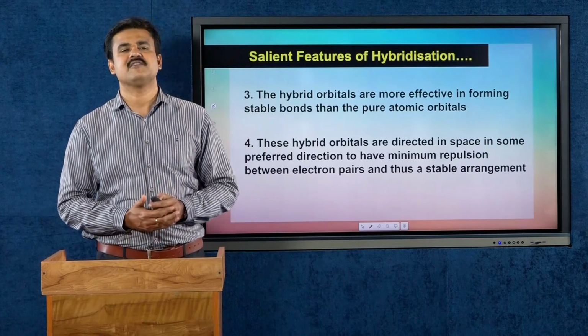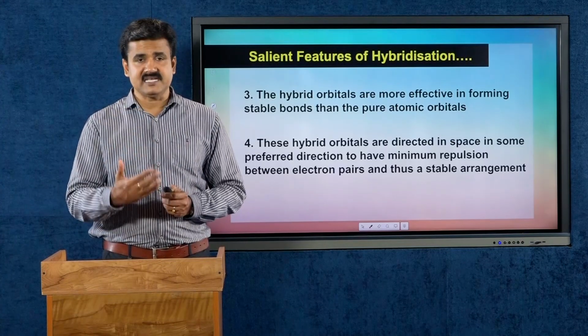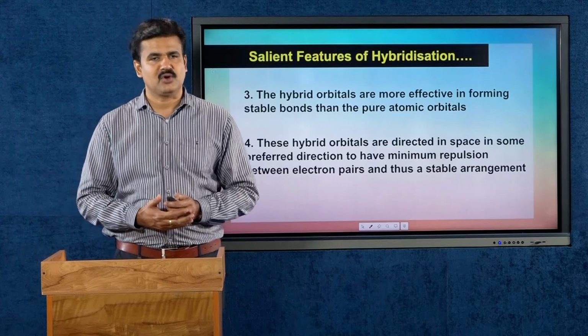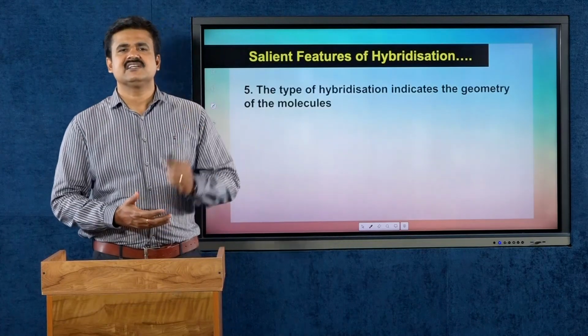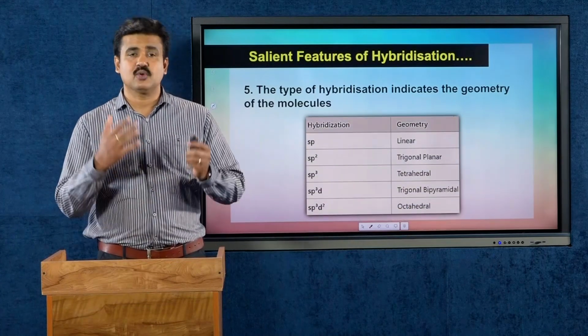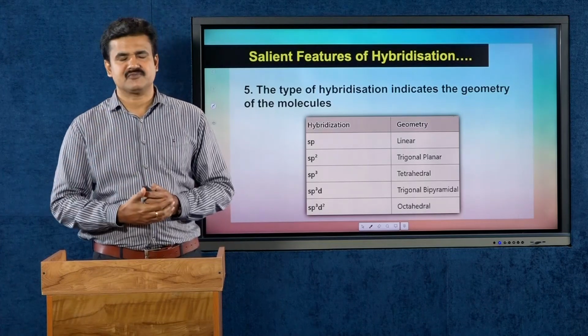From this point, it is very well clear that for a particular hybridization there is a definite geometry. That means a particular hybridization determines the geometry of a molecule. The type of hybridization indicates the geometry of the molecule, and this is the correlation between the type of hybridization and the geometry of the molecule.